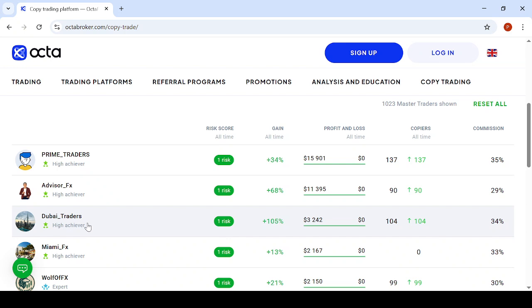How to start copy trading. Let's see a step-by-step process on how to start copy trading. Now, starting copy trading as a beginner requires careful planning and a clear process to maximize your chances of success while managing risks. Here is a detailed step-by-step guide that covers everything you will need to know.